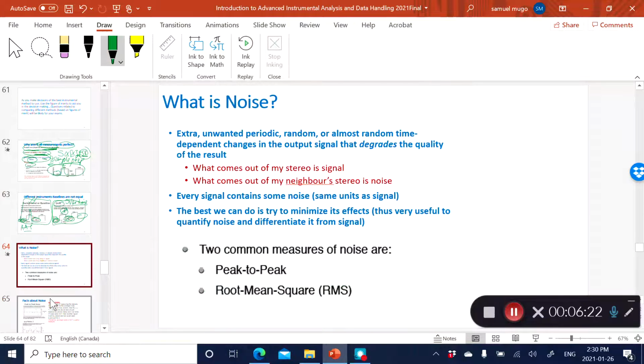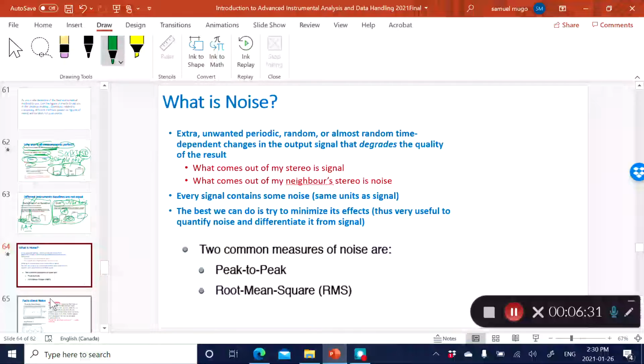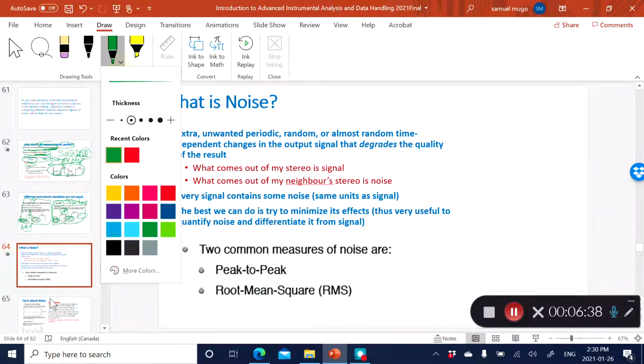And so today we're going to talk about noise, what it is and what you can do to minimize noise in the instruments, and I say noise is always there. Now, noise is, of course, unwanted. You don't want noise, but it's always there.